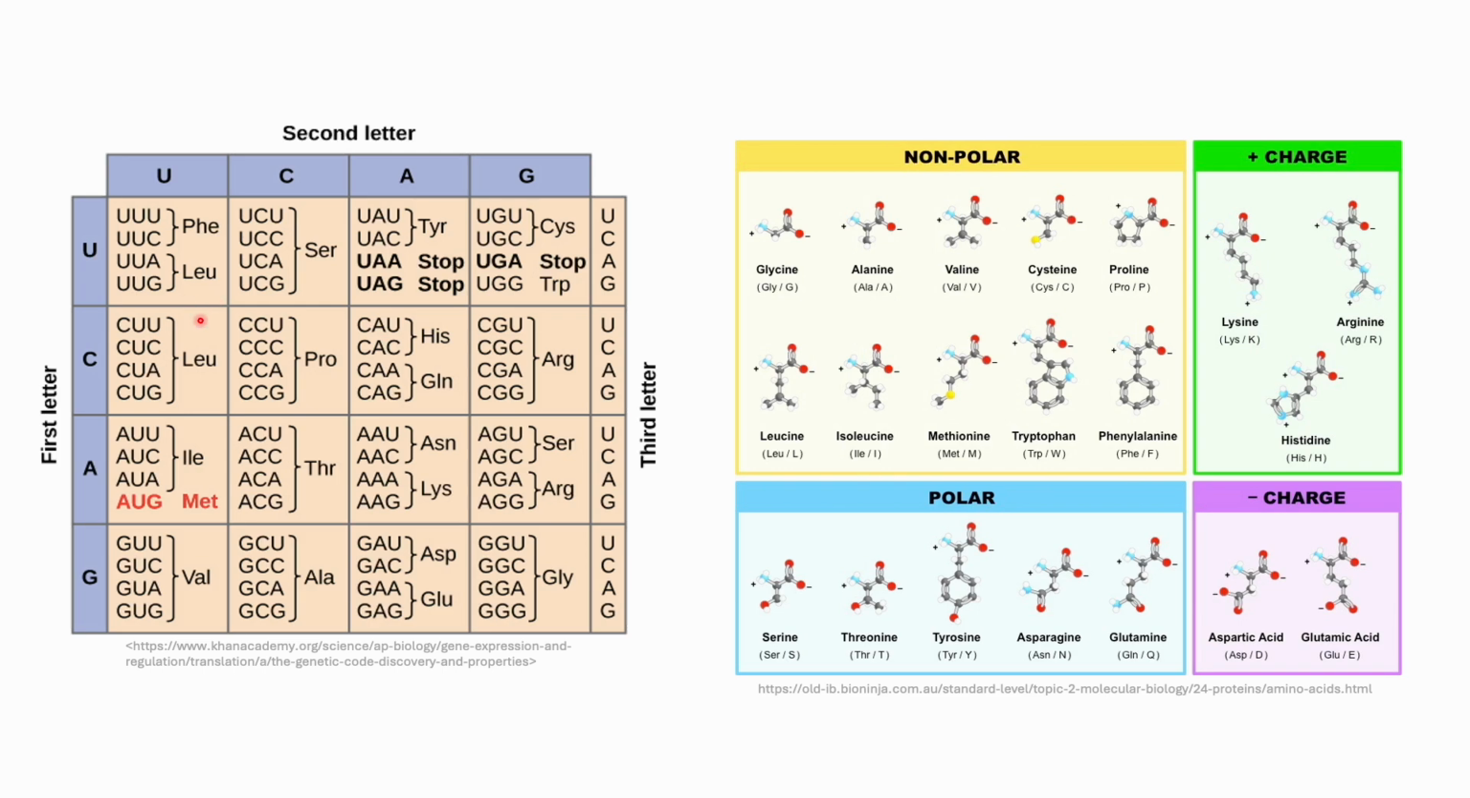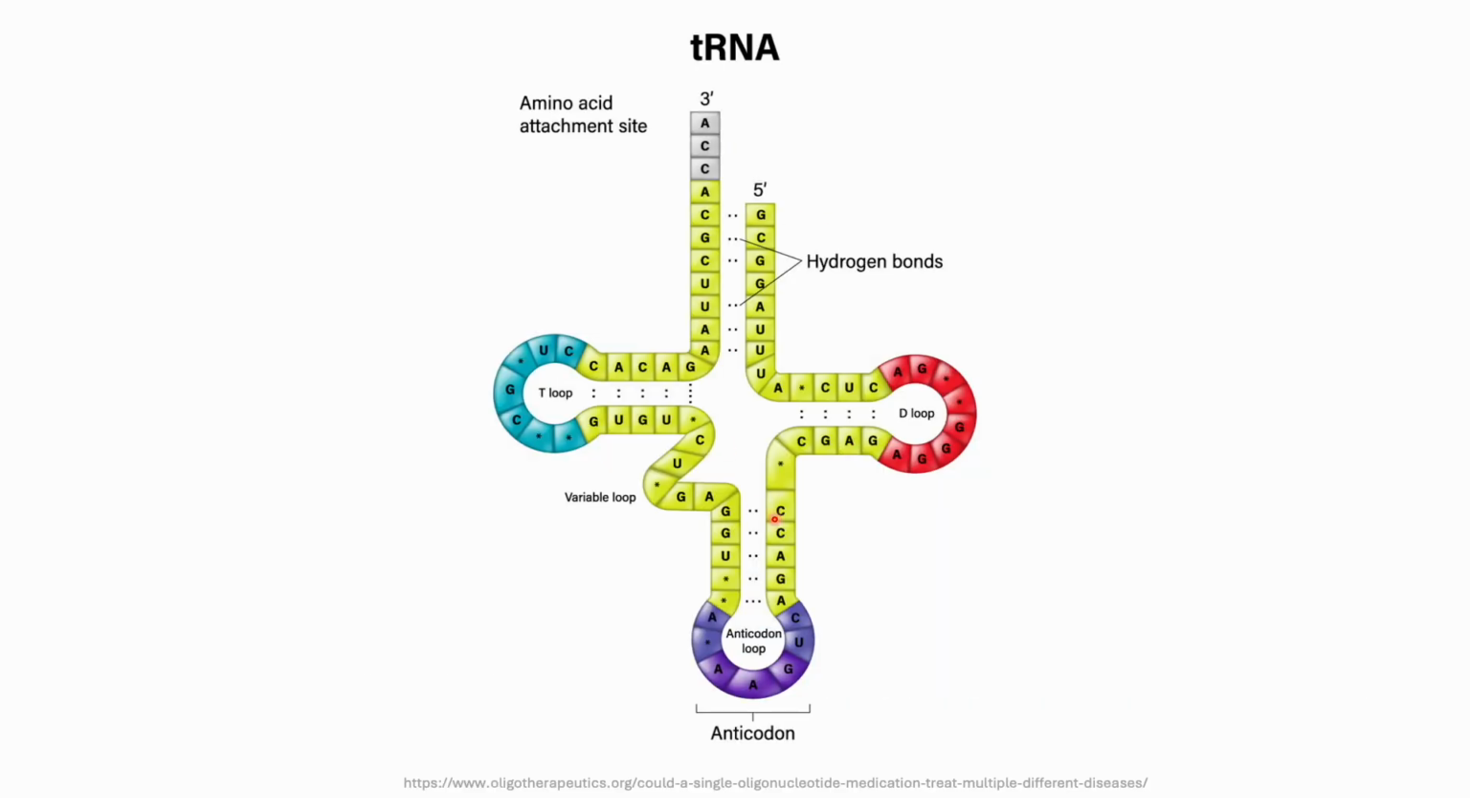Notice here that AUG, which codes for methionine, is a universal start codon in eukaryotes, while UAA, UAG, and UGA are stop codons. Each amino acid can be grouped into polar and nonpolar, charged and not charged categories. Each of these triplet nucleotide sequences are referred to as codons or as open reading frames. 3 nucleotides don't automatically find and bind their amino acid.